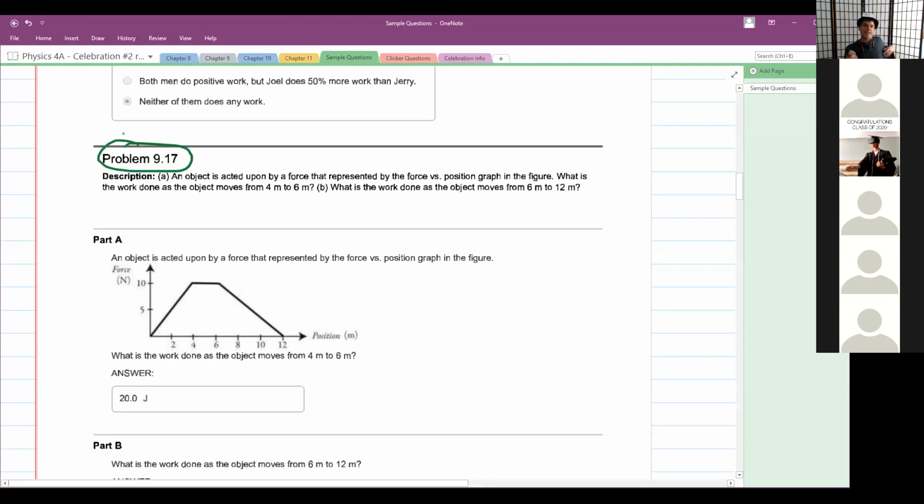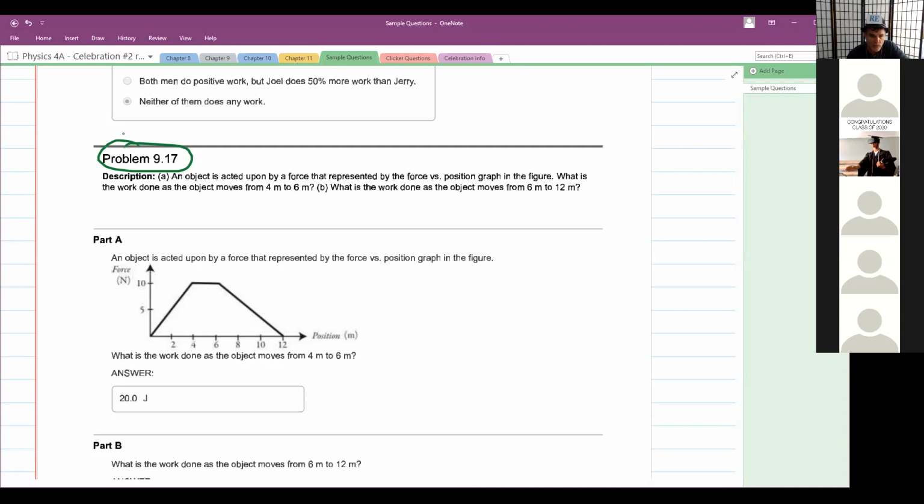An object is acted upon by a force that's represented by the force versus position graph in the figure. What is the work done as the object moves from 4 to 6 meters? What is the work done as the object moves from 6 to 12 meters? So I think out of your 25 questions, I want to say maybe 15 or 17 of them are multiple choice. Some of the problems you actually have to input the answers. So keep in mind in terms of significant figures, if you give your answers to 2 or 3 significant figures, you should always be pretty safe.